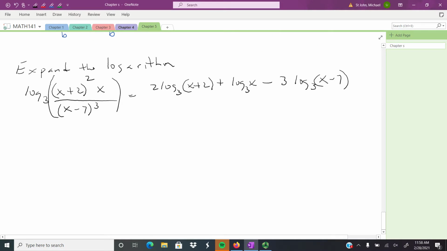And then, of course, we can do this going the other way, and that is now write as a single logarithm.